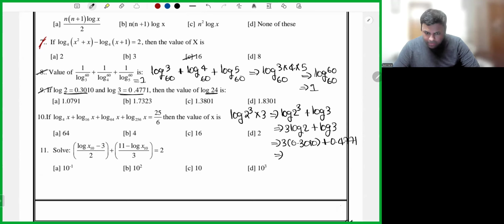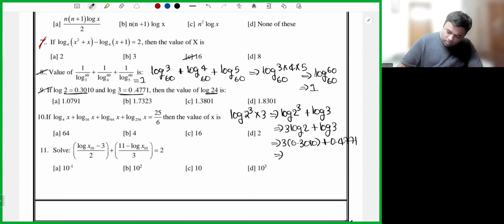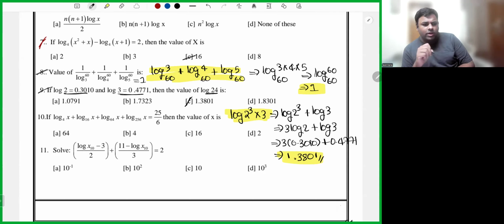0.3010 into 3 plus 0.4771. The answer is 1.3801. So 1.3801. So this is question number 8. We got the answer as 1. This is question number 9. We got 1.3801. Simple, sir. Nothing much difficulty over here.